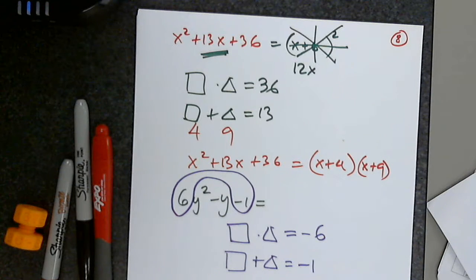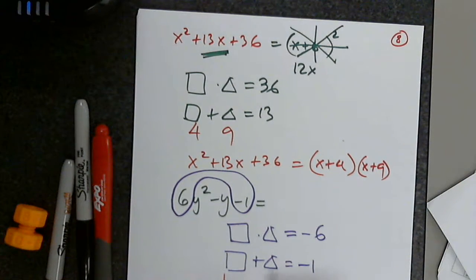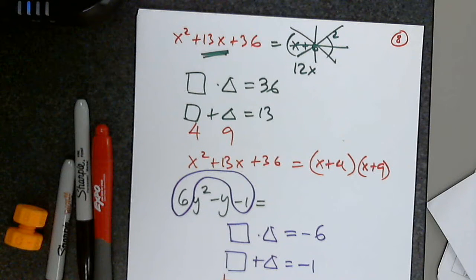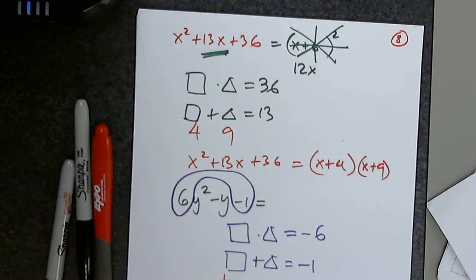Now I'm back to the same question. I'm asking myself, okay, can I find two numbers whose product is -6 and whose sum is -1? Since the product is negative, one has to be positive, the other one has to be negative. And I note that since the sum is -1, the negative number has to be bigger. Say it again. -3 and 2.